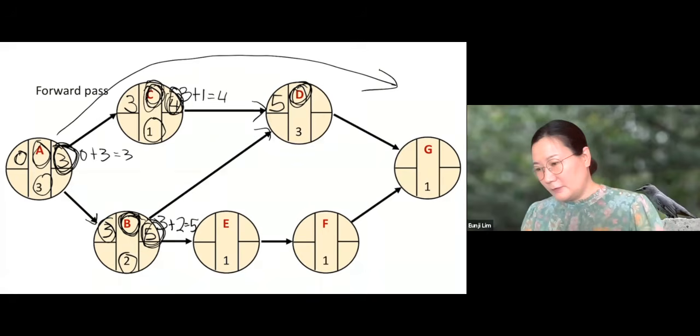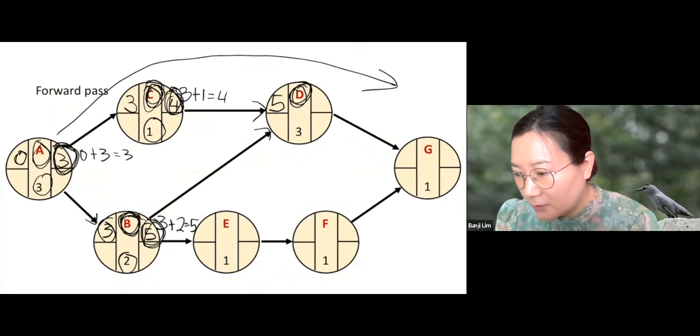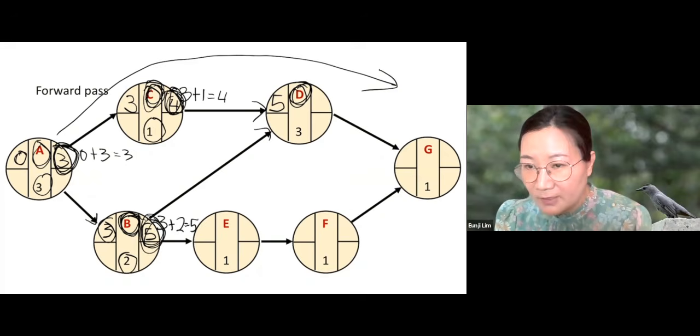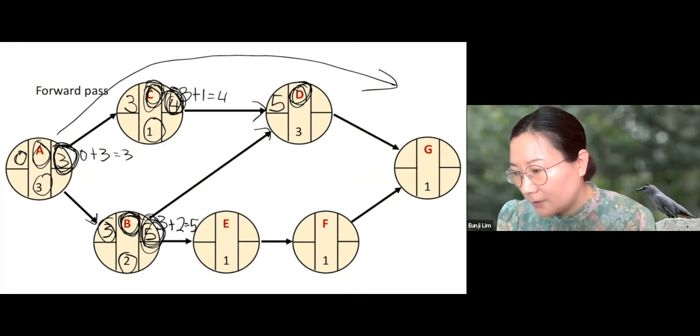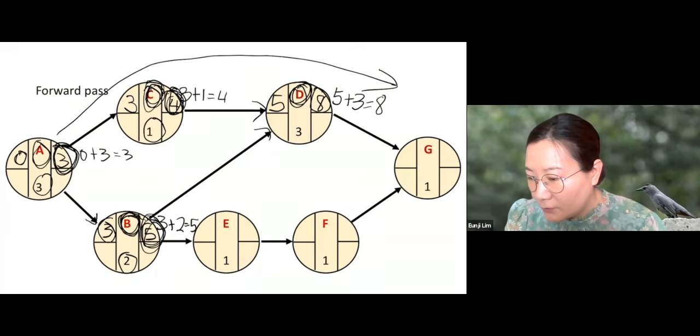So if you have more than one predecessor, you need to look at the earliest finish times of all the predecessors and pick the latest time, pick the maximum value. So the earliest start time of D is 5. Now, what is the earliest finish time of D? If you start working on D at 5, the duration is 3, so we can finish it by 8. Let's go to E. When is the earliest start time of E?